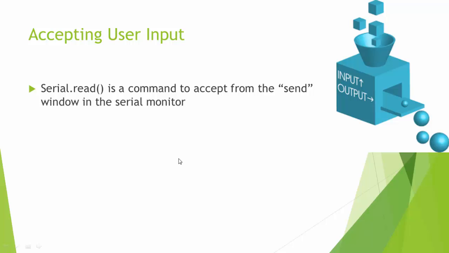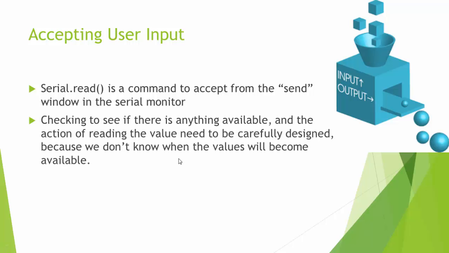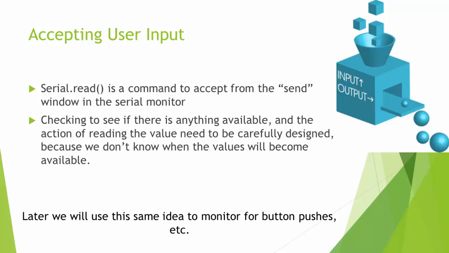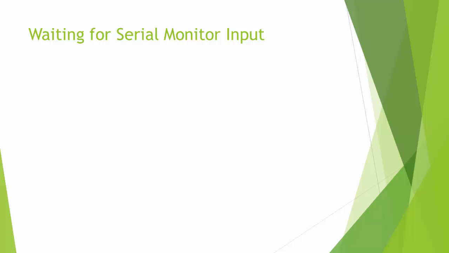So Serial.read will accept information from the send window in the serial monitor. And there's another command we'll talk about in a second. But if we don't want to waste a lot of resources trying to get information all the time and finding it's not there, remember the Arduino can execute its loops many, many times faster than the user can input values into the serial monitor. So we also need to put in a small statement to have the Arduino wait for the results.